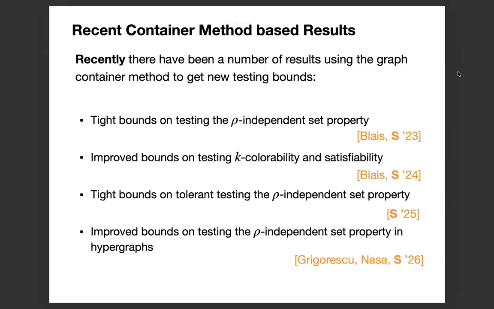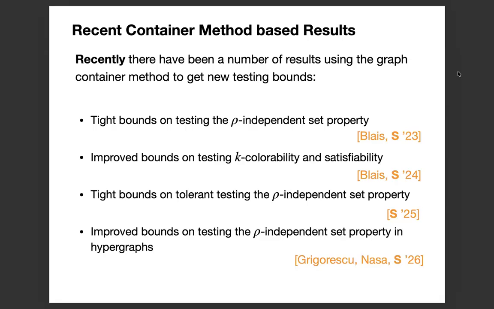We showed that there's this tool from combinatorics called the container method, and we can use it to test a bunch of graph properties. I've listed them here, like the rho independent set, k-colorability. We can even do something called tolerant testing. We can even do testing in hypergraphs. There's all this stuff we can do, and we get either tight bounds or improvements on the previous bounds.